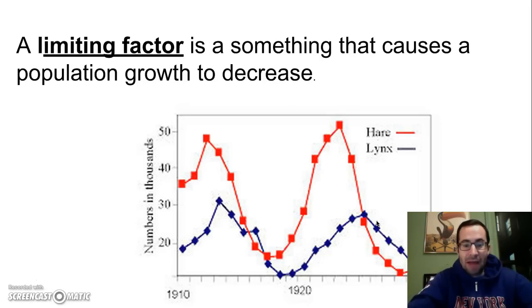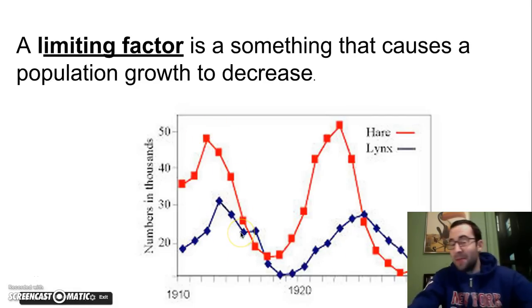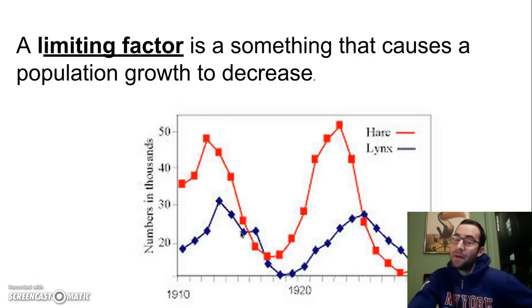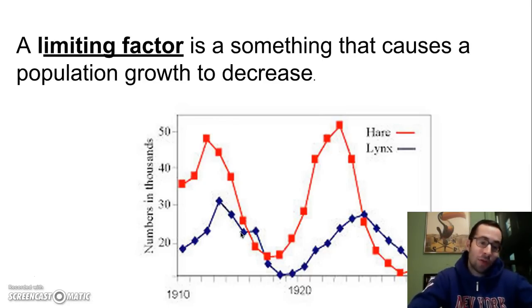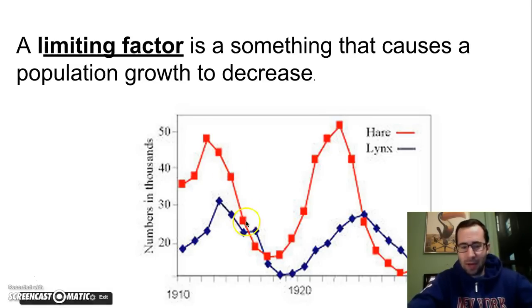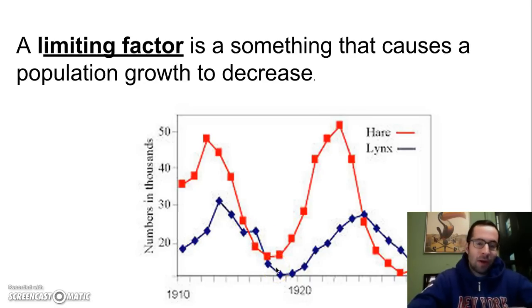So we take a look at this graph again. In this instance, the hare's population is limited by the size of the lynx population. As the lynx population goes up, the hare population goes down. But at the same time, the lynx population is also limited by the size of the hare population. So when that hare population drops, a little bit later, so does the lynx population. The predator and the prey are kind of dependent upon one another.